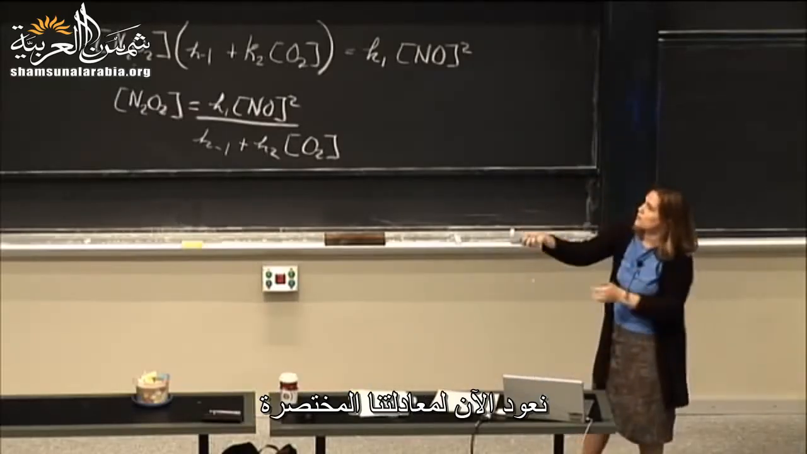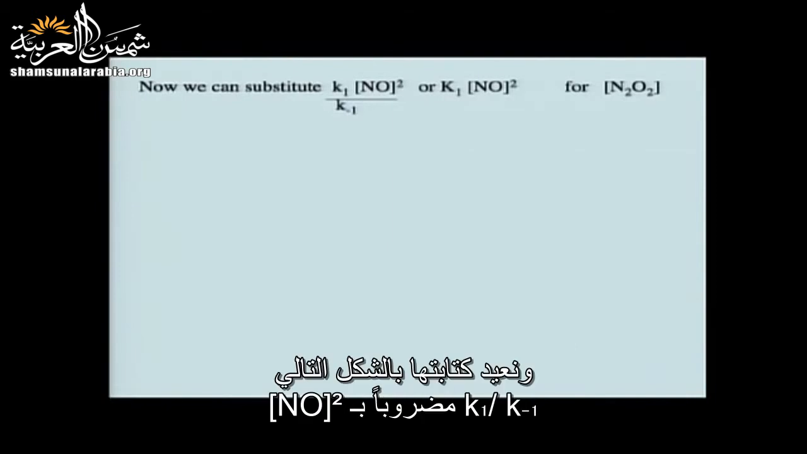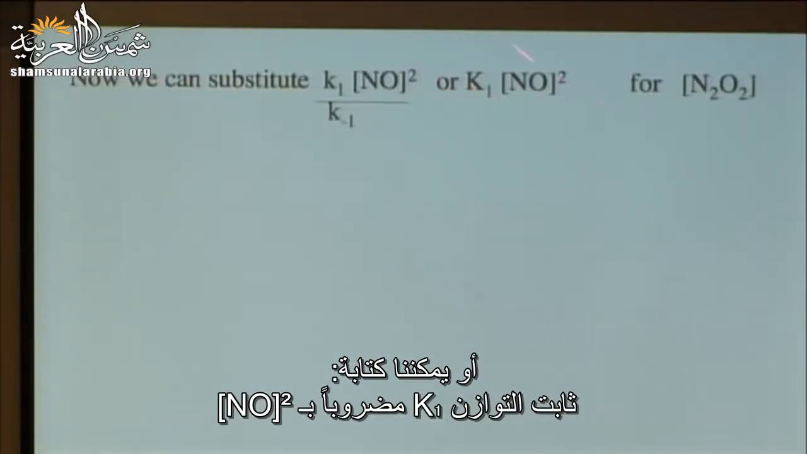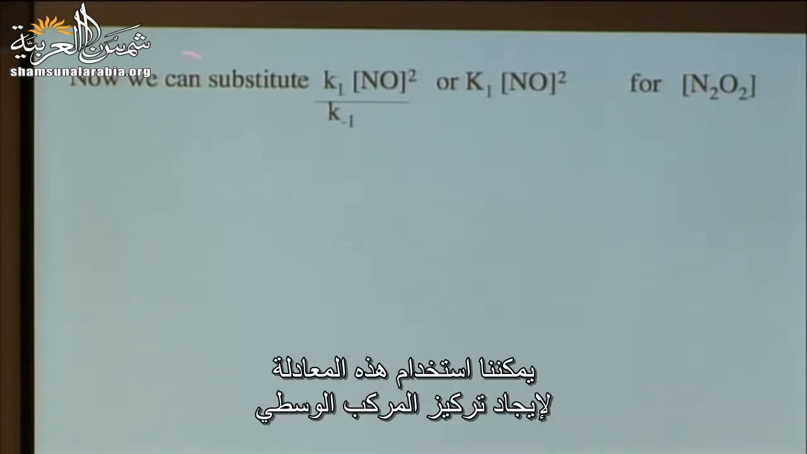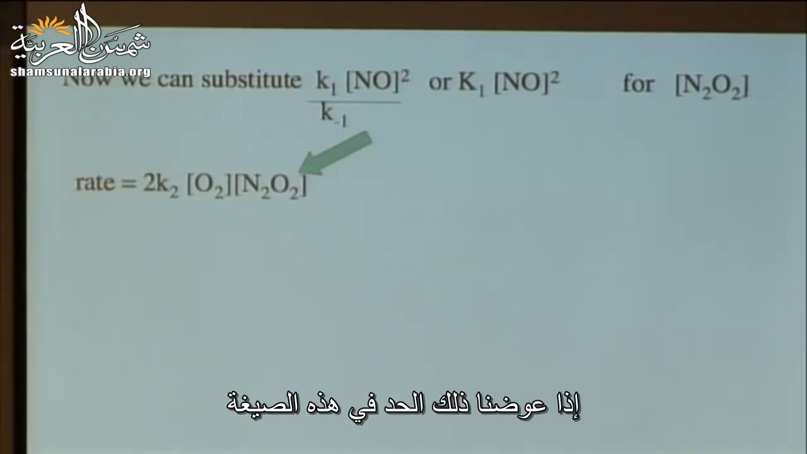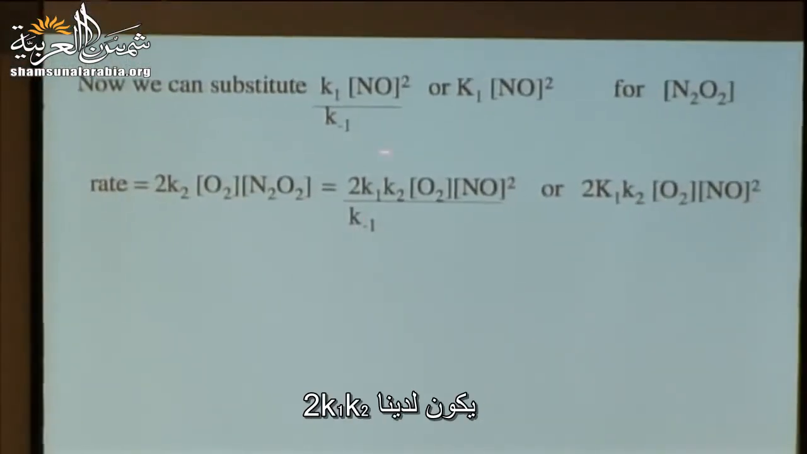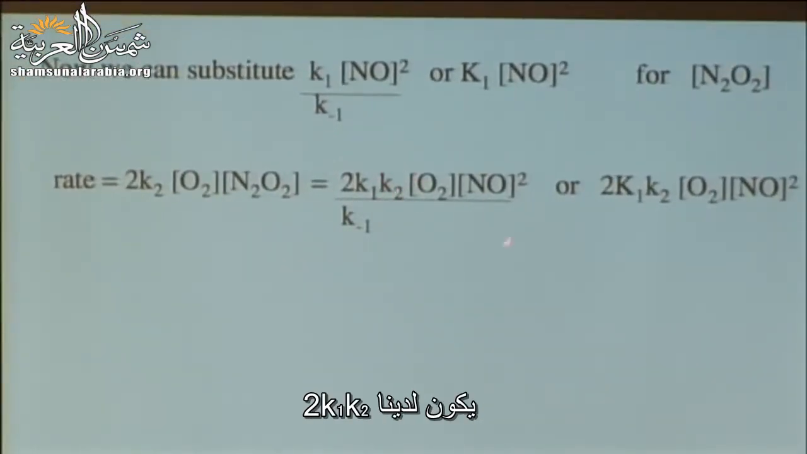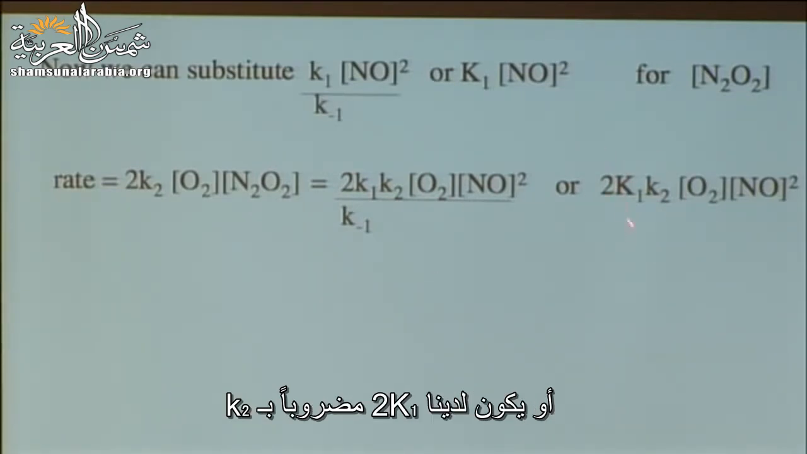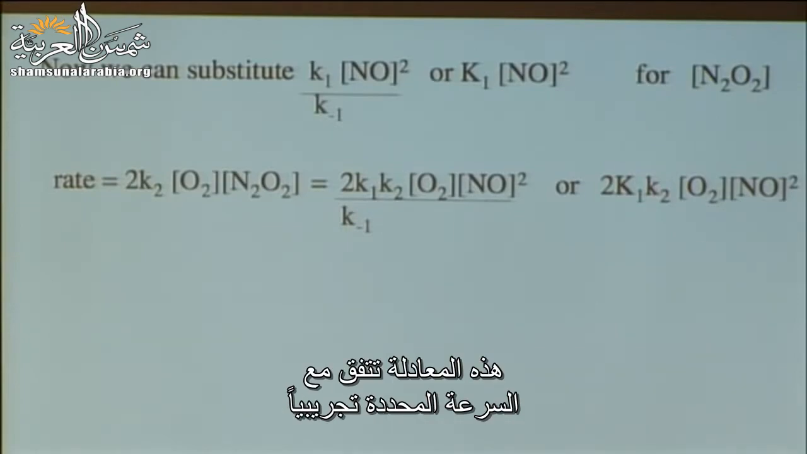So now we can go back with our simplified expression, and we can express it as rate constant k1 over rate constant k minus 1 times NO squared, or we can write it as the equilibrium constant 1 times NO squared. And we can plug that in, solving for our intermediate. And so if we put that now back into this expression, we have the 2 K1, K2. We have our oxygen concentration and our NO squared over K minus 1. Or we can have equilibrium constant 1 with our K2 and our 2.